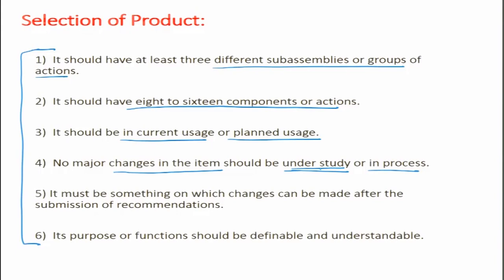We are trying to identify the functions. We might come up with some solutions in which these functions or the overall design of the product can be changed. So, is there any change that is still under study? That has to be first seen. This comes in general phase. Before we are gathering information, we need to know that whether the product is actually workable or not. So, it must be something on which changes can be made after the submission of the recommendation.